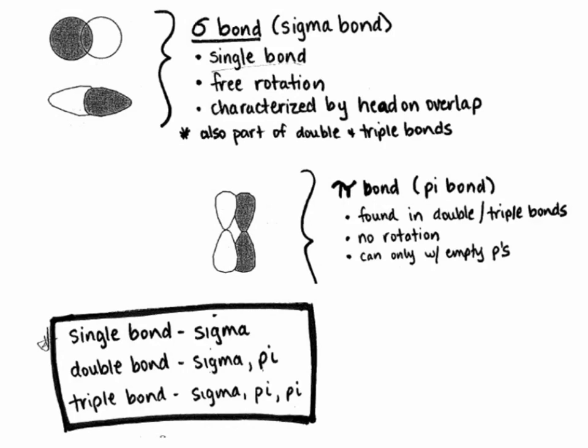So a single bond is just a sigma, double bond is a sigma and a pi, triple bond is a sigma, pi, pi. So let's draw ethane. Ethane, the molecule ethane, is a C, C, and then we have 3 H's on each C.